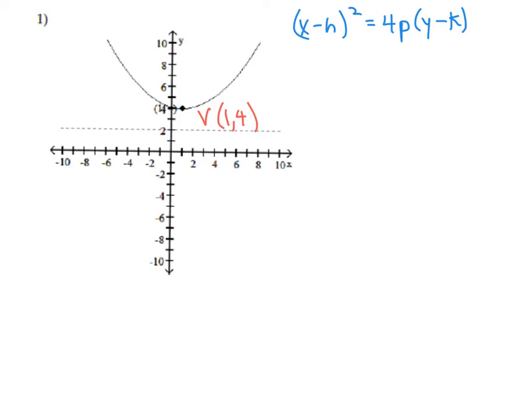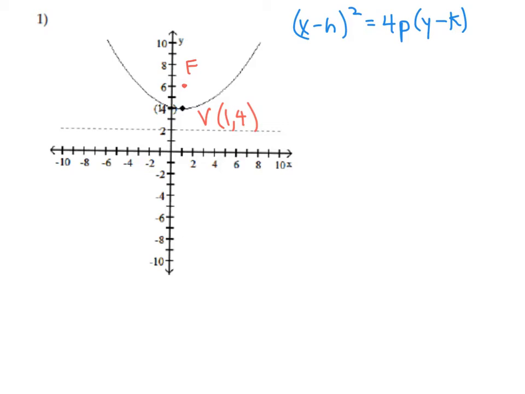This particular picture does not have the focus drawn in, but what's important to note for every single parabola is that the distance from the vertex to the directrix, which in this case seems to be 2 units because I'm going from 4 down to 2, has to be exactly the same as the distance from the vertex to the focus. So we're going to draw in our focus. We see that it's going to be located at (1, 6). That's going to be our focus.